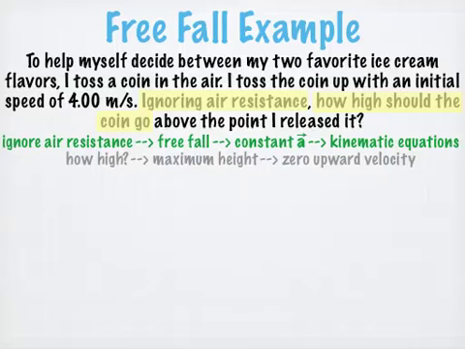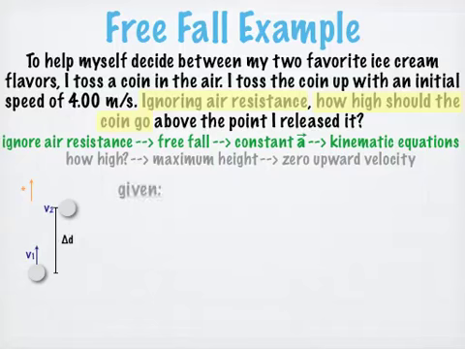Now let's draw our picture. First we have the coin moving upward with a velocity of v1. Then we have the coin at maximum height, delta d, with a velocity of v2 equals 0. And we will choose up to be the positive direction.